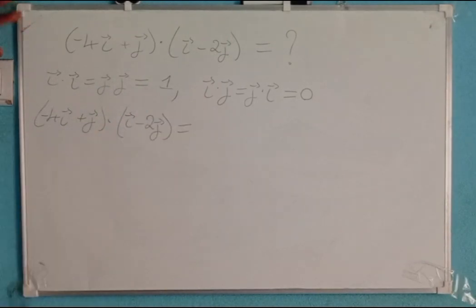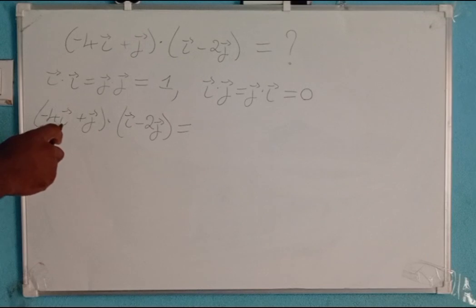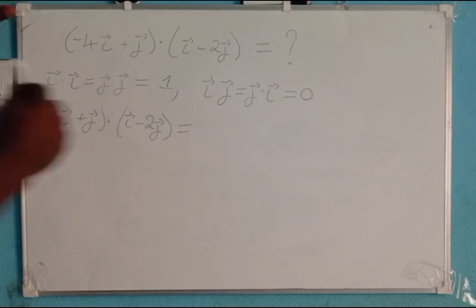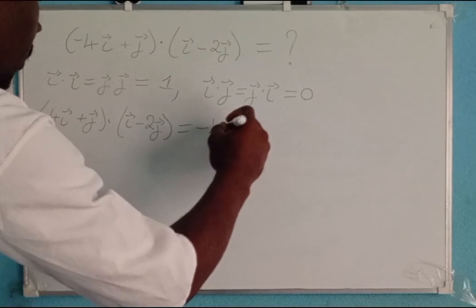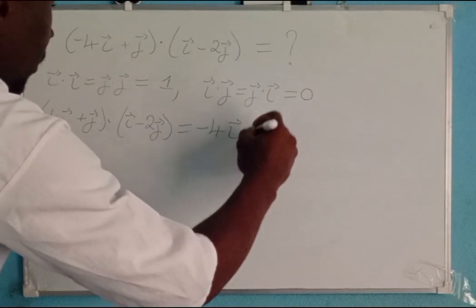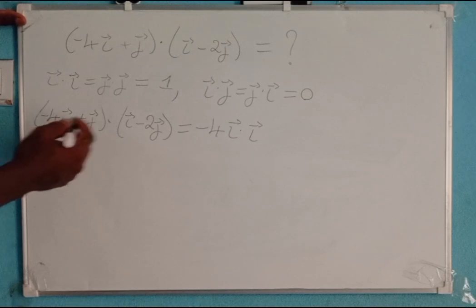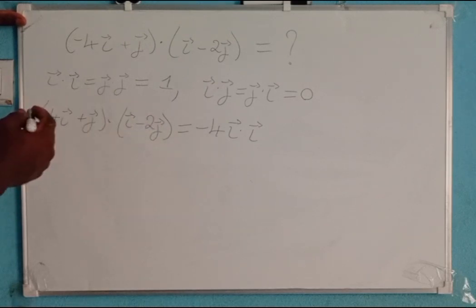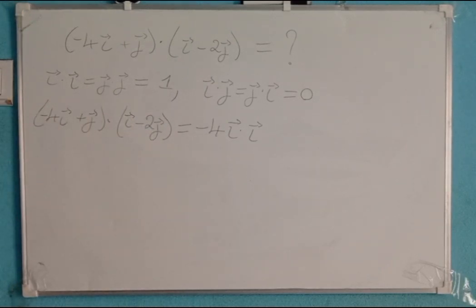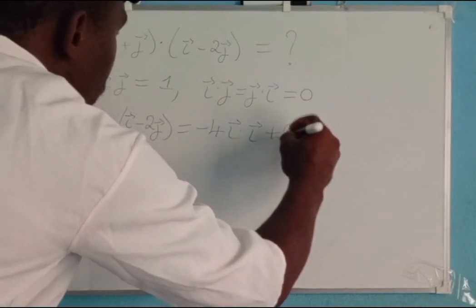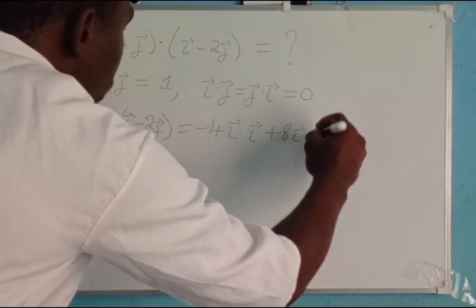This will simply be equal to negative 4i times i. This will give us negative 4i times i. Negative 4i times negative 2j. Negative 4 times negative 2 gives us positive 8, plus 8 i dot j.